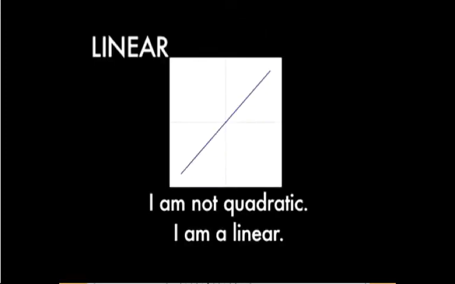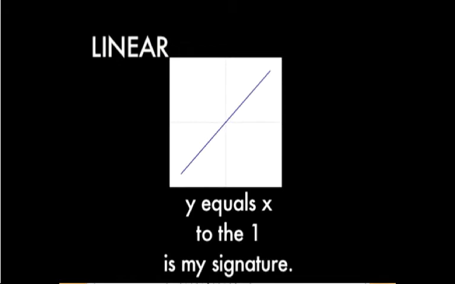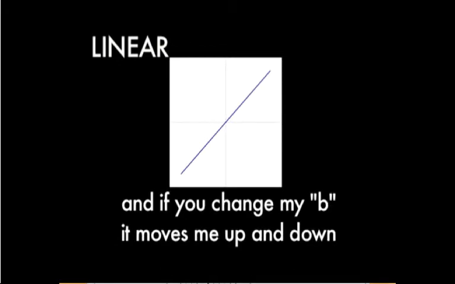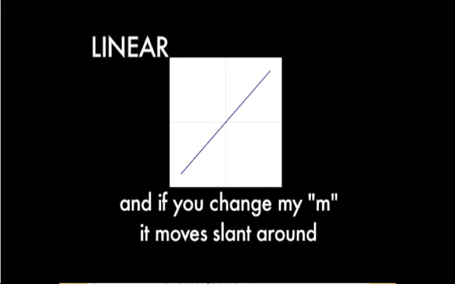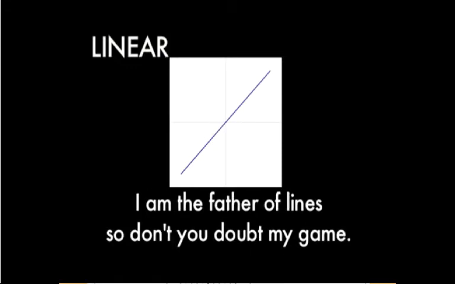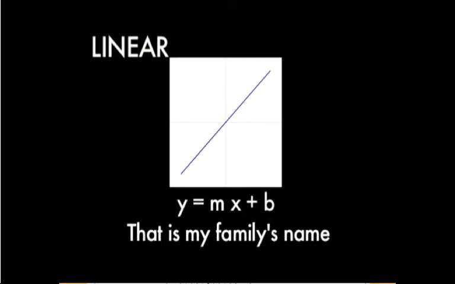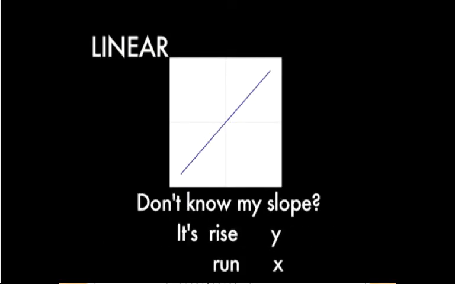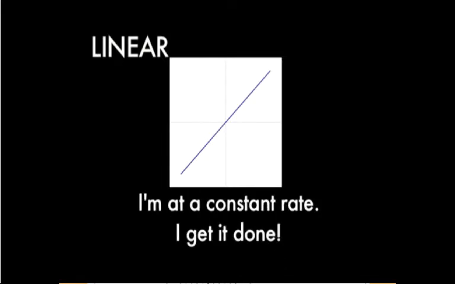Quadratic, I am a linear. Y equals x to the 1 is my signature. And if you change my B, it moves me up and down. And if you change my M, it moves a slant around. I am the father of lines, so don't you doubt my game. Y equals mx plus b, that is my family's name. Don't know my slope? It's rise over run. I'm at a constant rate.